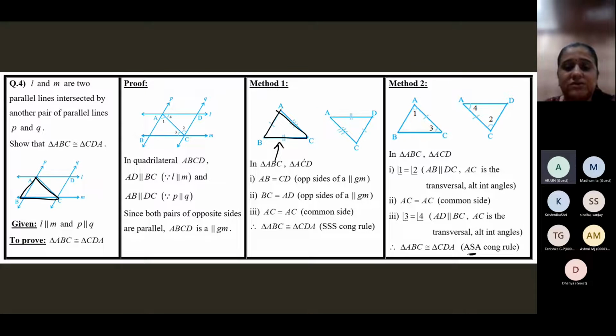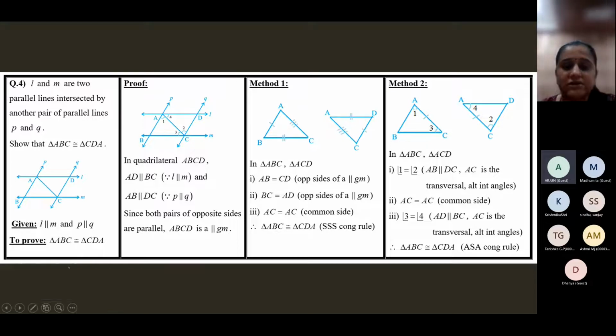See, this is triangle ABC. This is triangle ACD. Okay, so you can see the triangles separately and the opposite sides equal. AB is equal to CD. Opposite sides BC is equal to AD. And this is the common side. AC is equal to AC, the common side.